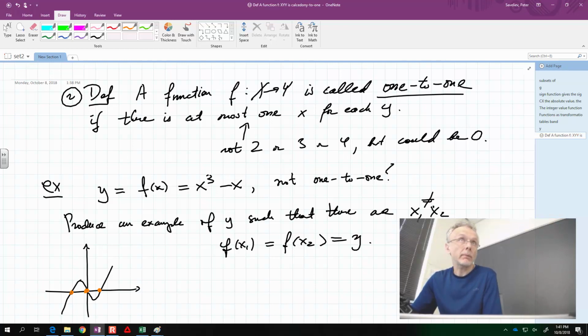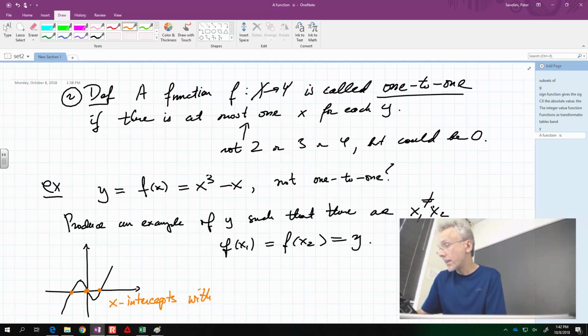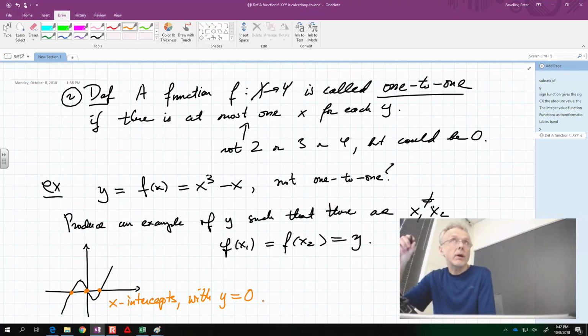What do we call them? The graph crosses x-intercepts. Right, x-intercepts. And the value of y is then, what's y? And it was 0, right. So x-intercepts are the points on the graph where the value of y is 0.